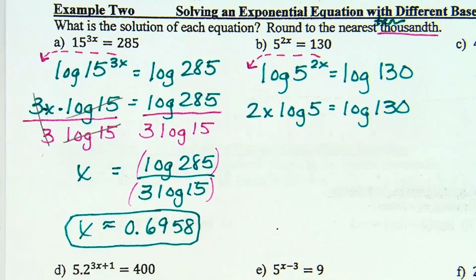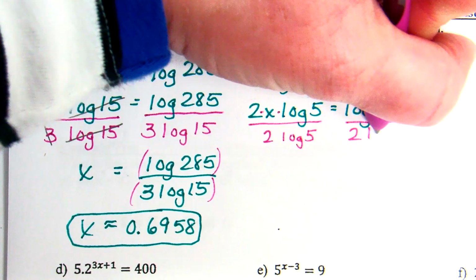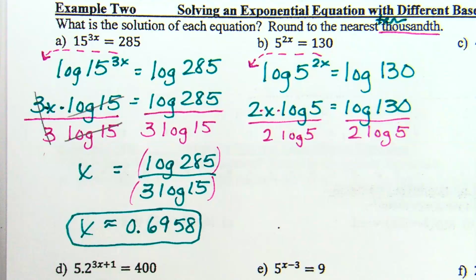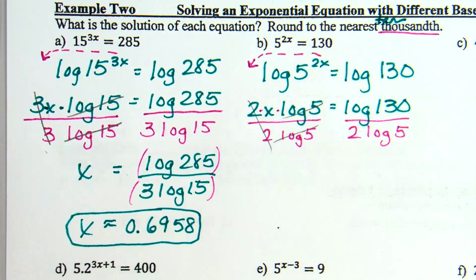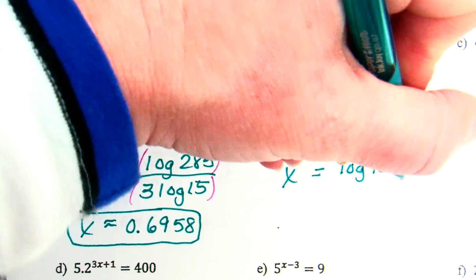Divide by 2 log of 5? Because it's 2 times x times log 5. So they're being multiplied, so we divide away anything we need to divide away. So I'm going to divide by 2 log 5. The idea is the 2's cancel, log 5's cancel, x equals log 130 divided by 2 log 5.